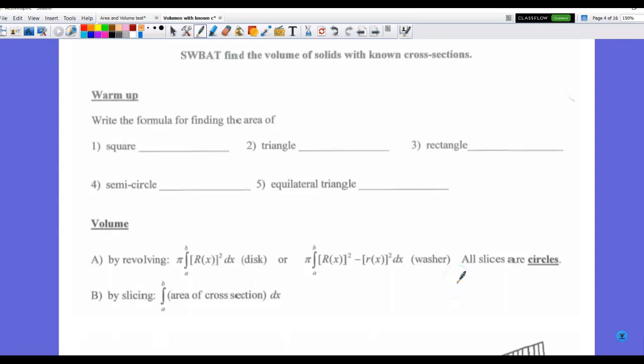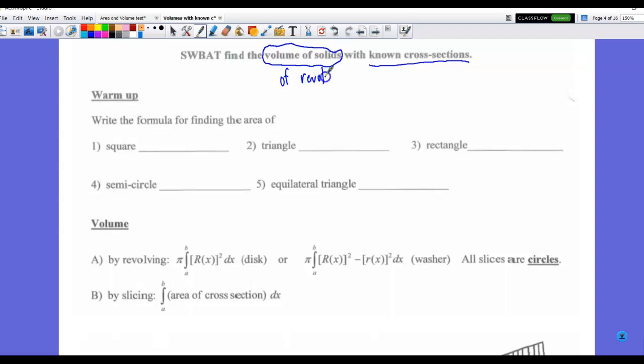As you can see from the objective, students will be able to find the volume of solids. So if you're in my class, this is not something new, but here's the new part: with known cross sections. Now, we have been doing this, but we have only been finding volumes of solids of revolution.